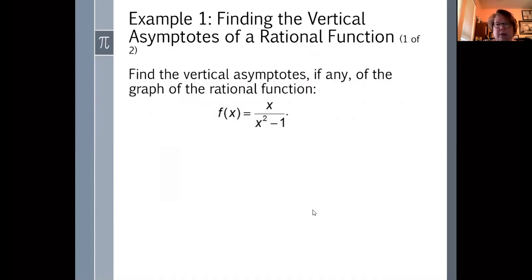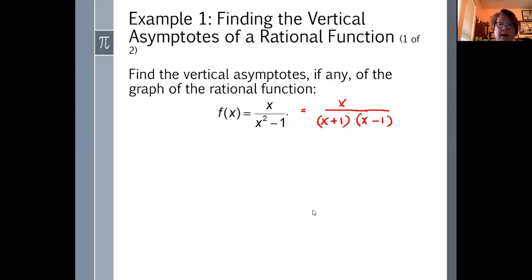So it's the difference of two squares. And to factor the difference of two squares, that factors to the sum times the difference. So this factors to x plus 1, times x minus 1, where x is the square root of x squared and 1 is the square root of 1. So now I have the denominator completely factored. Now, can I cancel any factors from the numerator and the denominator? And the answer is no. There are no common factors in the numerator and denominator.